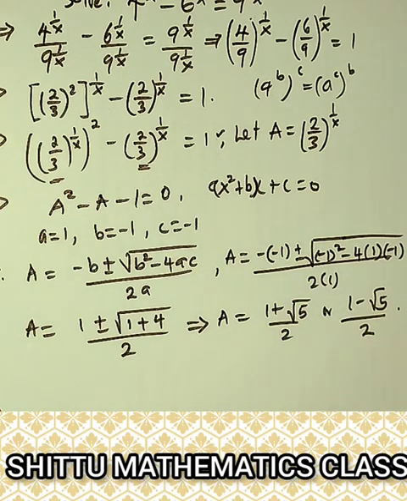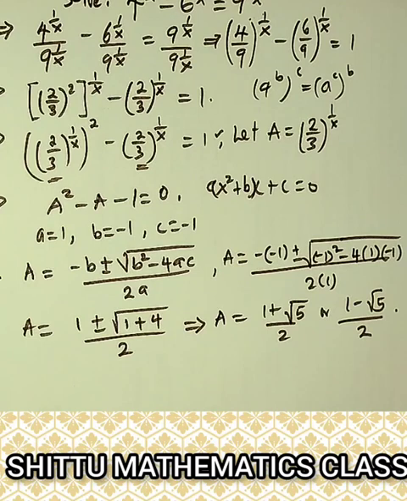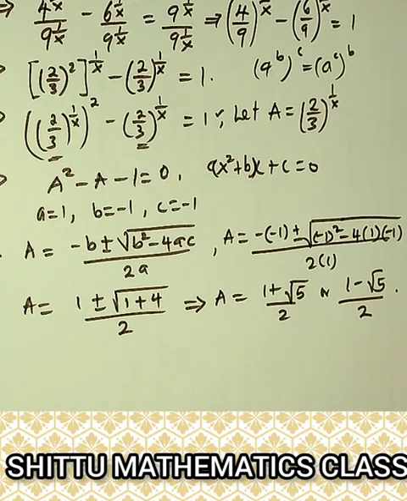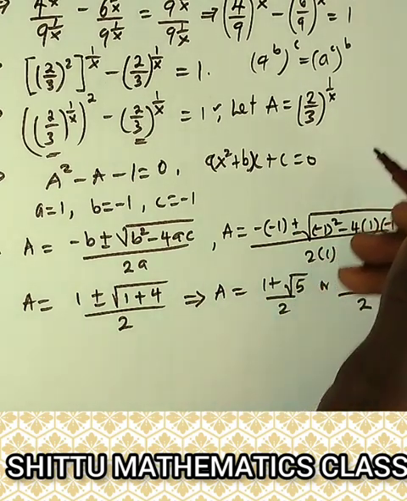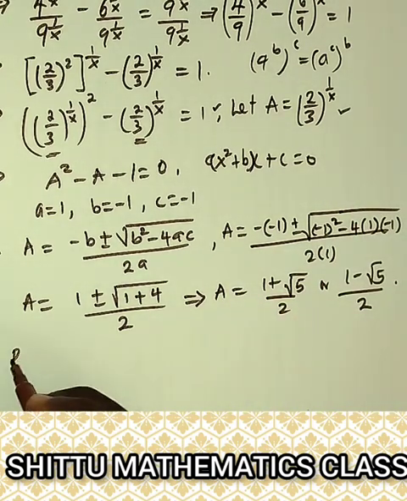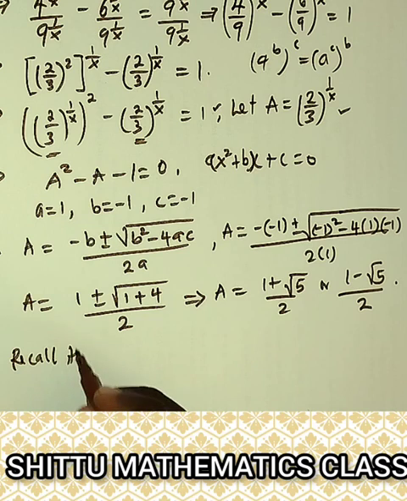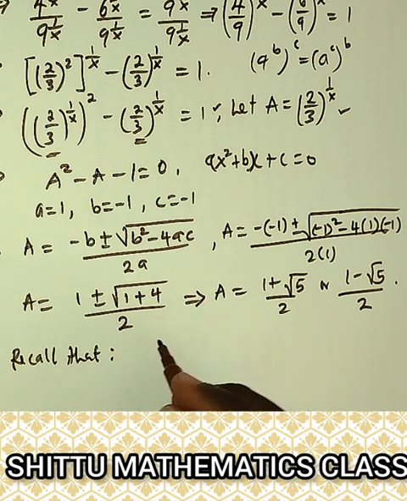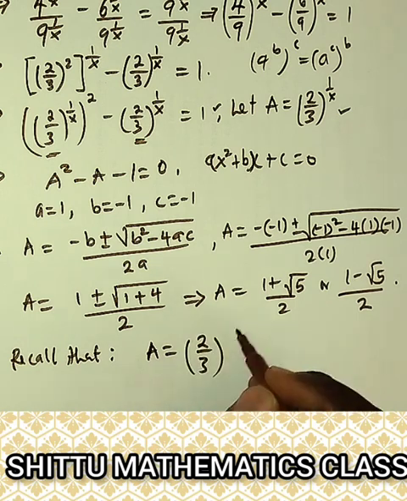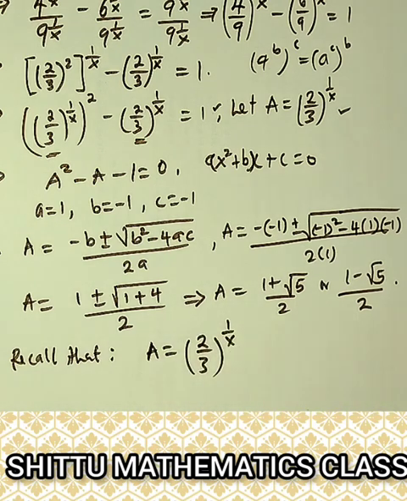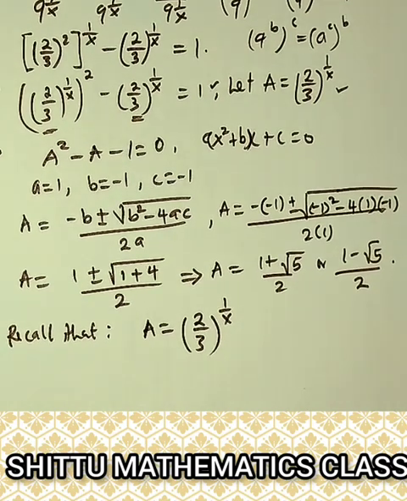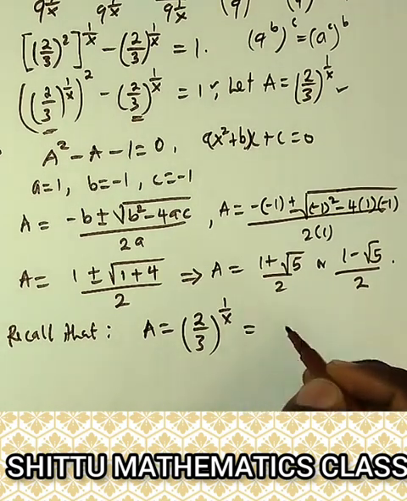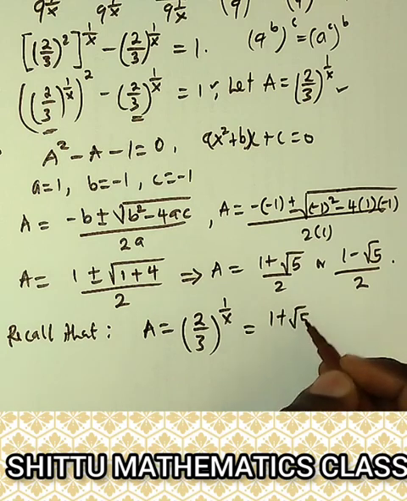So don't forget that we are not looking for the value of a. The value we are looking for is x. So we are going to recall that a is equal to 2 over 3, to the power 1 over x. Do you understand now? The next thing we are going to do is replace this with 1 plus root 5 over 2.